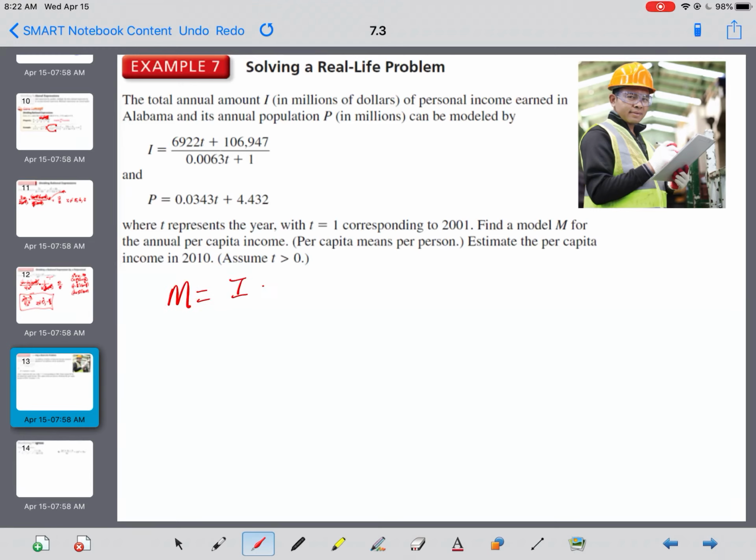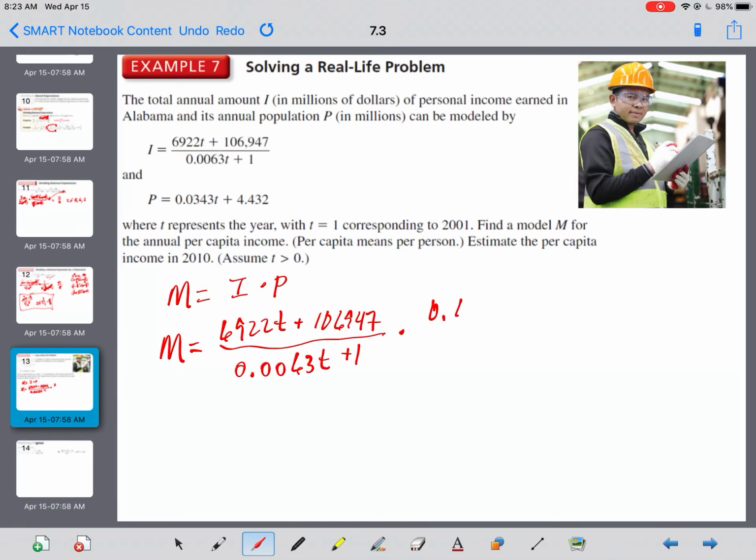So per person. So they want income per person. So they want the income times the people. So they want M to equal I times P. So M equals 6922T plus 106947 divided by 0.0063T plus 1 times 0.0343T plus 4.432 over 1. That's what they're looking for. Do we agree?